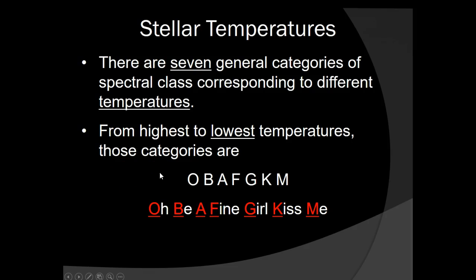So we break those colors down into 7 categories that we call spectral classes, and they correspond to different temperatures. In order, they're O, B, A, F, G, K, M. You're not going to memorize that right away, right? So just remember, Oh, be a fine girl, kiss me. It's a little outdated. It could be, Oh, be a fine guy, kiss me. But either one, and make sure you get permission before you do it. We need to make sure we do that. But anyways, make sure that you remember O, B, A, F, G, K, M.